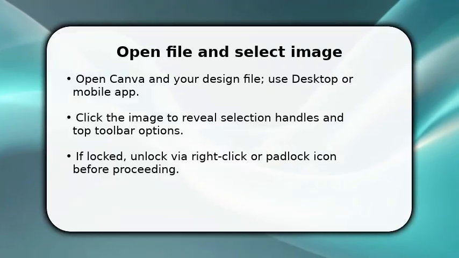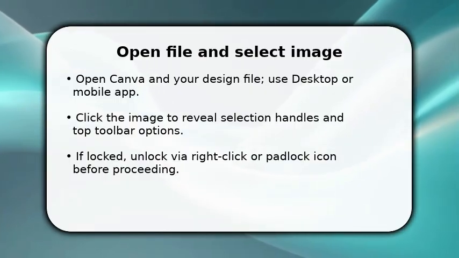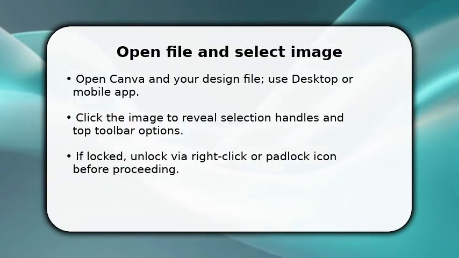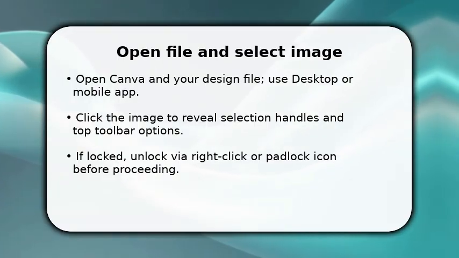You open your Canva design and locate the image you want to remove. Click the image once so the selection handles and top toolbar appear. This tells you the layer is active.